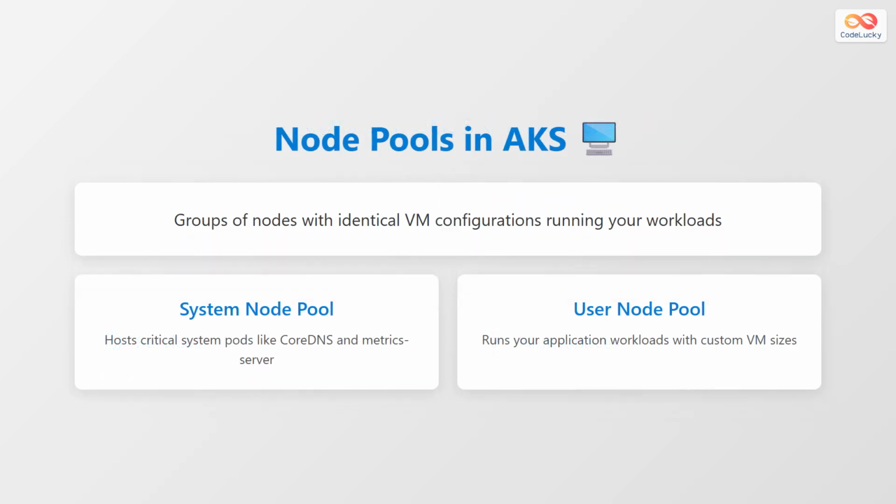Node pools are groups of nodes with identical virtual machine configurations that run your workloads in AKS. There are two types of node pools. System node pools are required in every AKS cluster and host critical system pods like CoreDNS and Metrics Server. These ensure that your cluster functions properly. User node pools, on the other hand, are where you run your application workloads. You can create multiple user node pools with different virtual machine sizes and configurations to match the specific requirements of your applications, such as CPU-intensive or memory-intensive workloads.